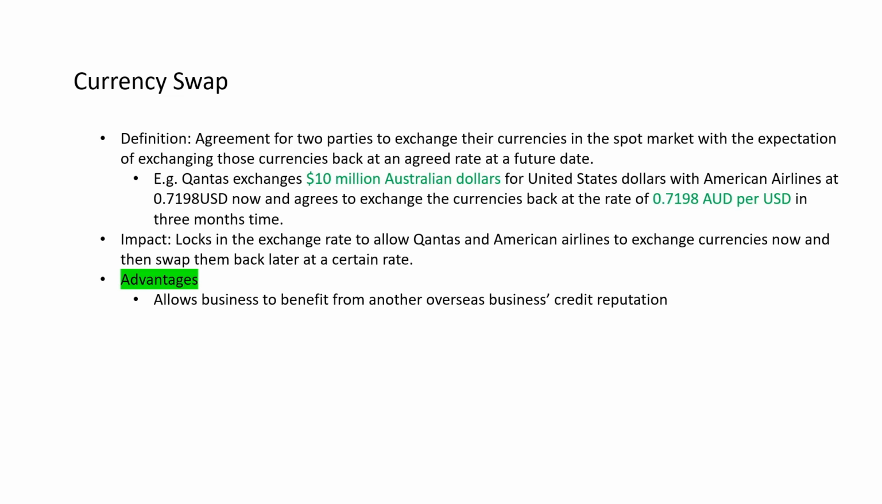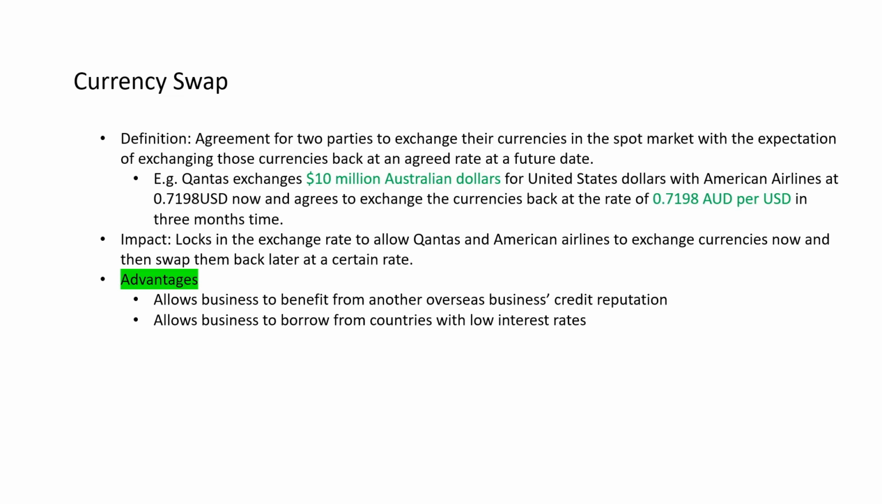The second advantage of currency swaps is that it allows businesses to borrow from countries with low interest rates. If Qantas wants to borrow from the US, and let's say the US has lower interest rates than Australia, then it can do so through a currency swap.